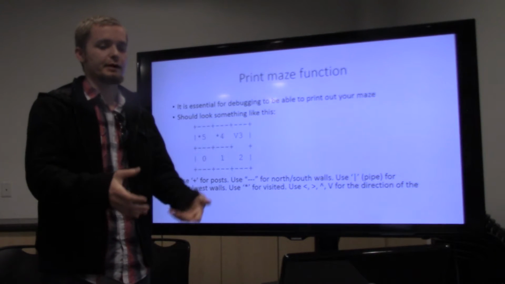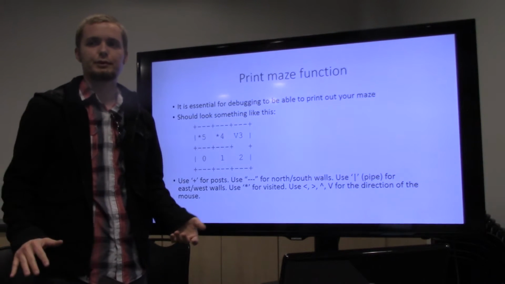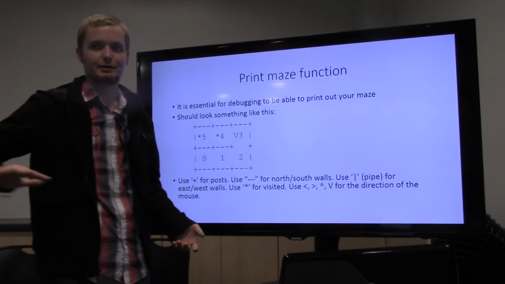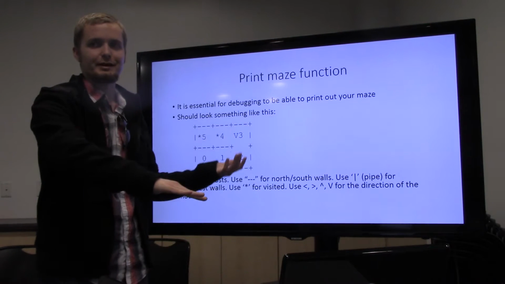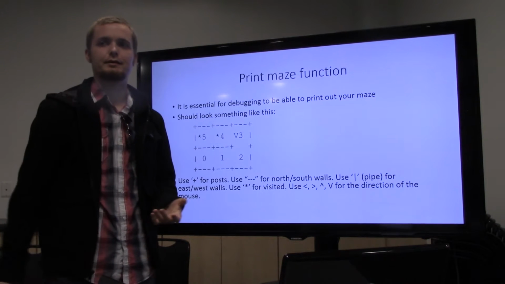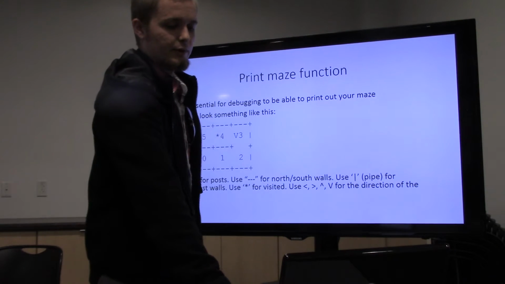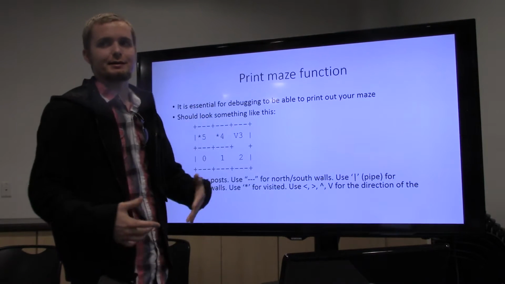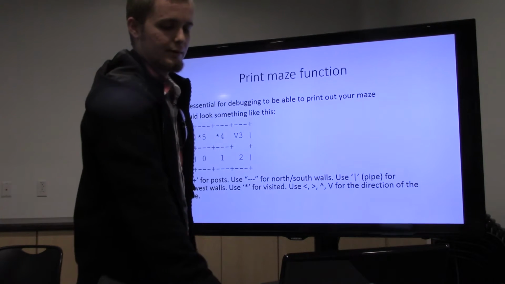Or you could even, if you have your Bluetooth attached, just let it go to the next cell, print the maze, and then go again. But you can't run in real time. It has to stop every cell in order to do that.